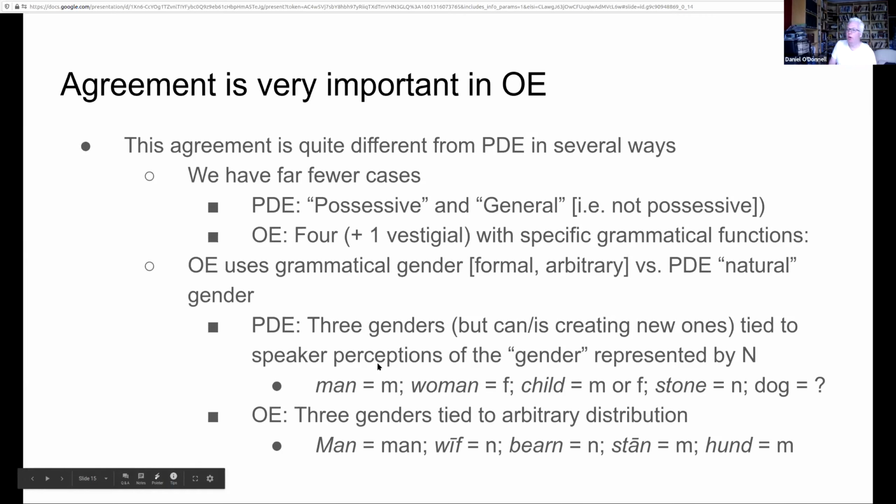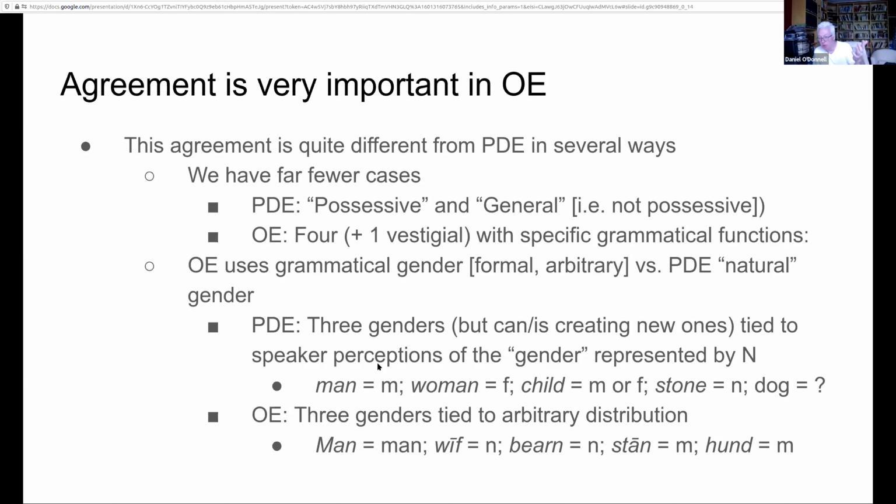And then the other reason why agreement is really different is because Old English uses grammatical gender, which is formal or arbitrary, versus natural gender, which is what we have in modern English. And so in modern English, we have masculine, feminine, and neuter. We're in the process of creating non-binary, which we can do. And the reason why we can do that is because in our case, the gender we assign to something using a pronoun depends on what we understand the gender to be.